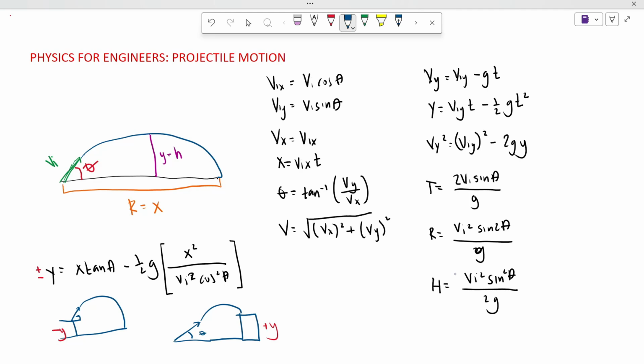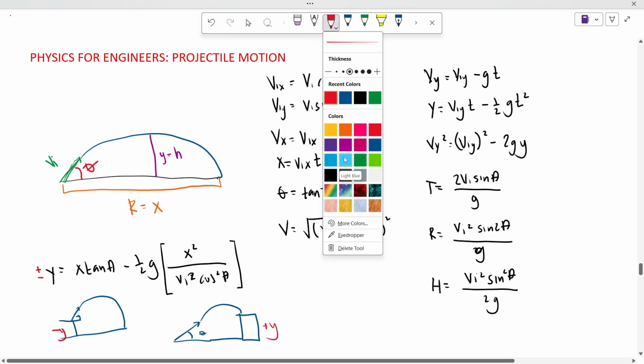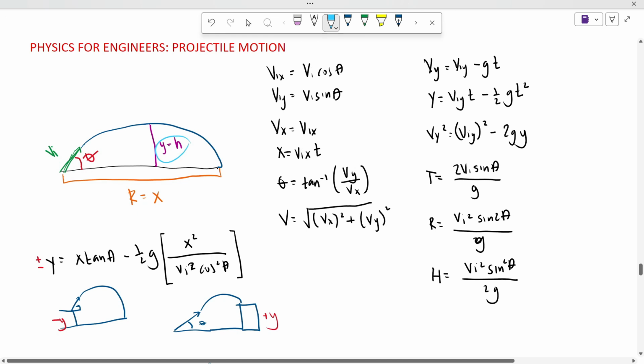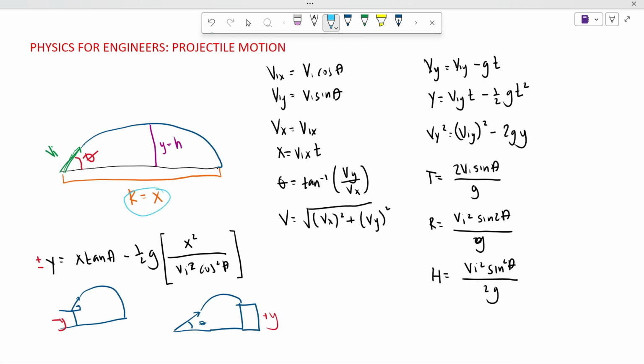So, hello guys. The topic today is about projectile motion. This topic is under physics for engineers. So, ganito yan guys. Okay. This will be our, ito yung tinatawag natin na initial velocity. Well, this one is for the maximum height.